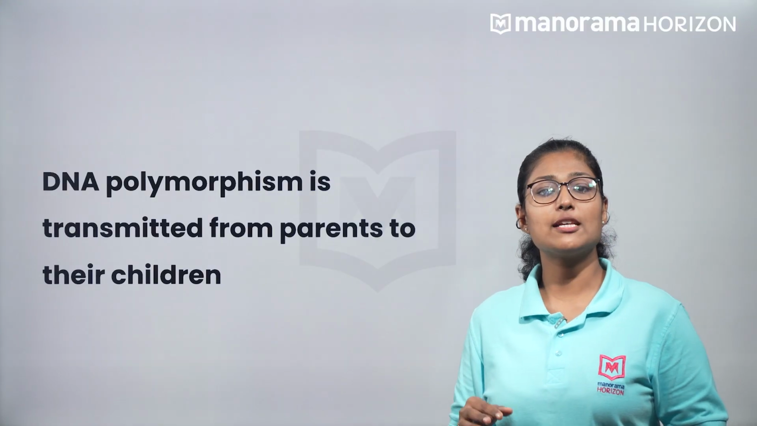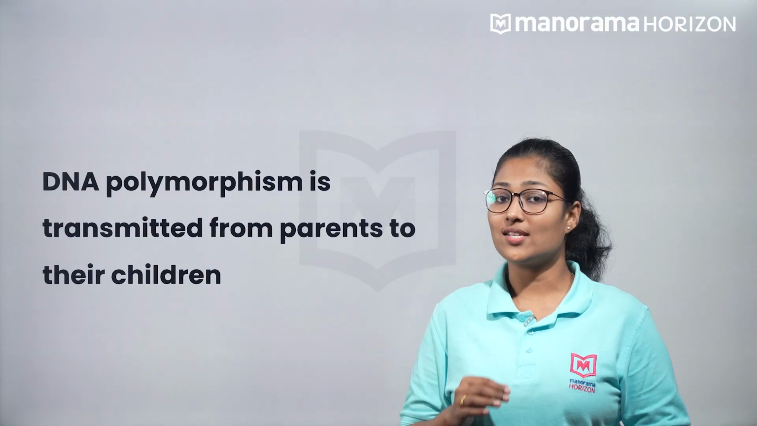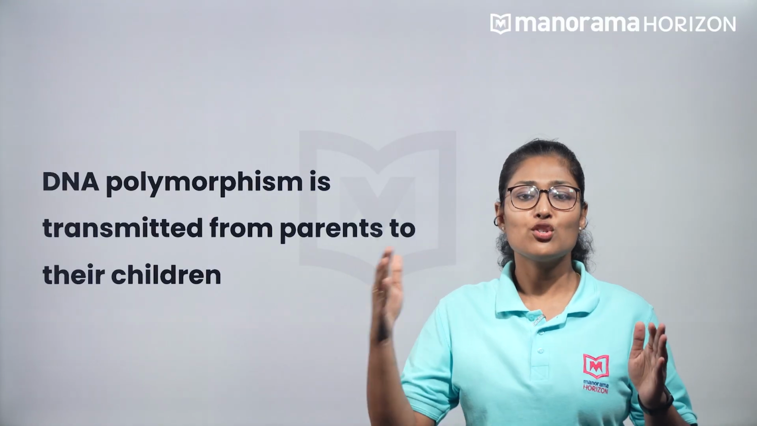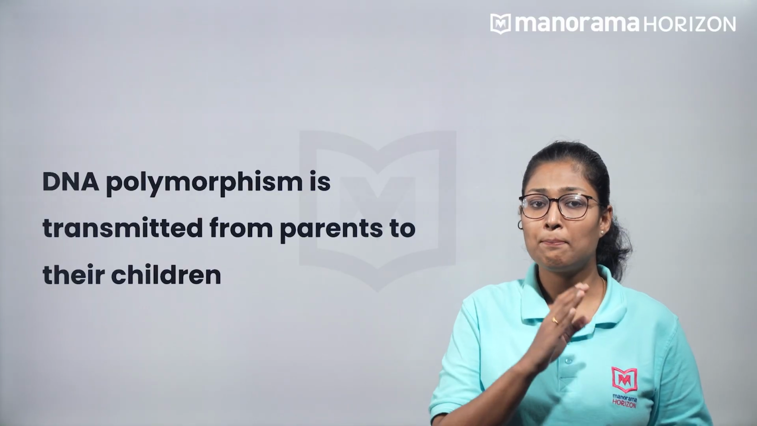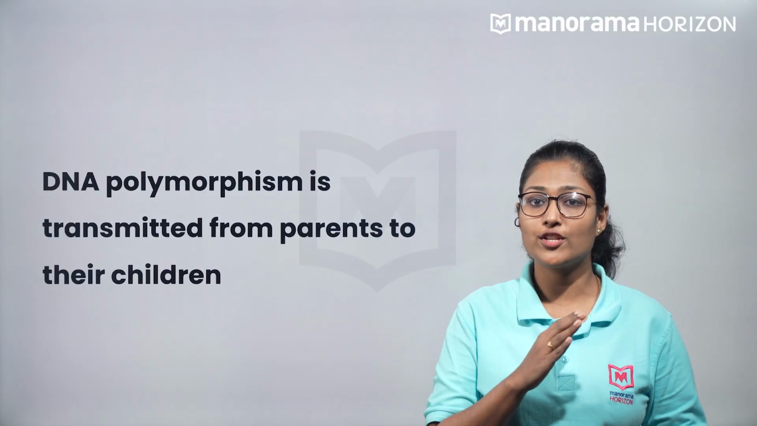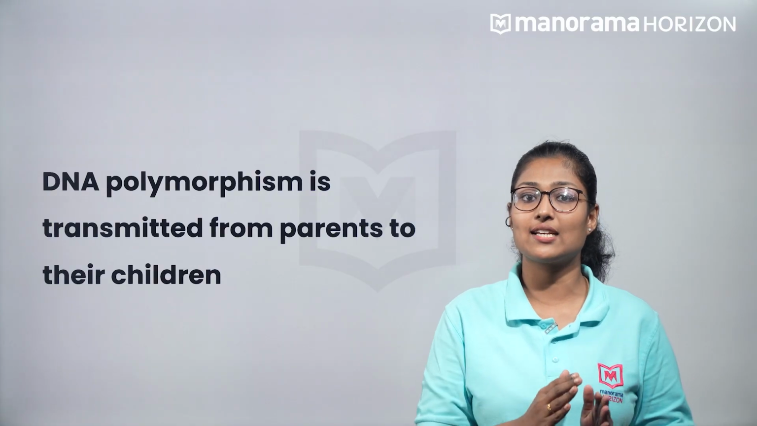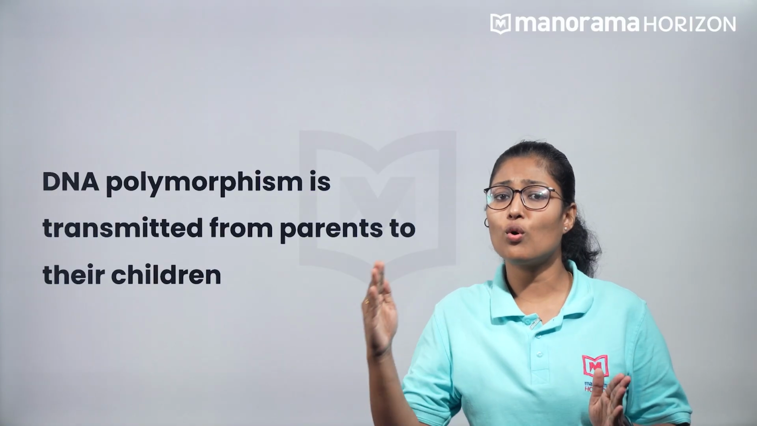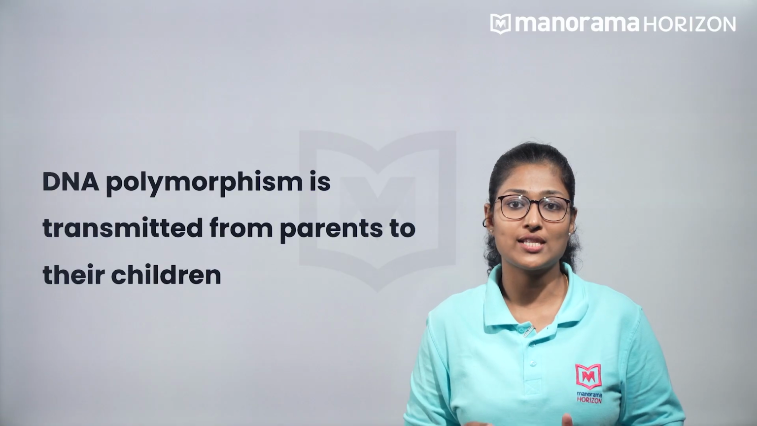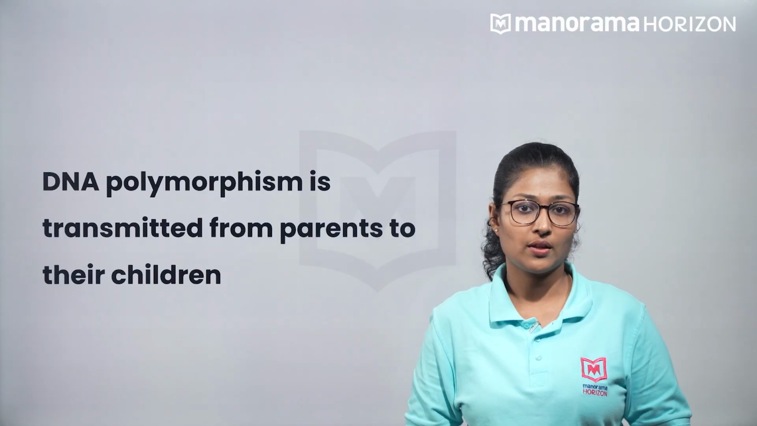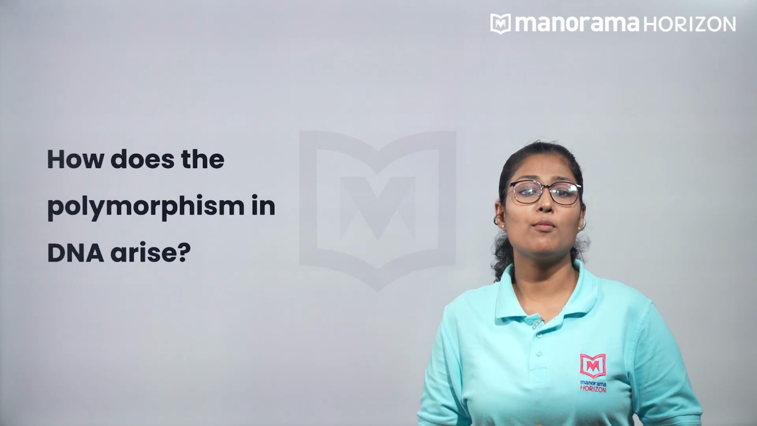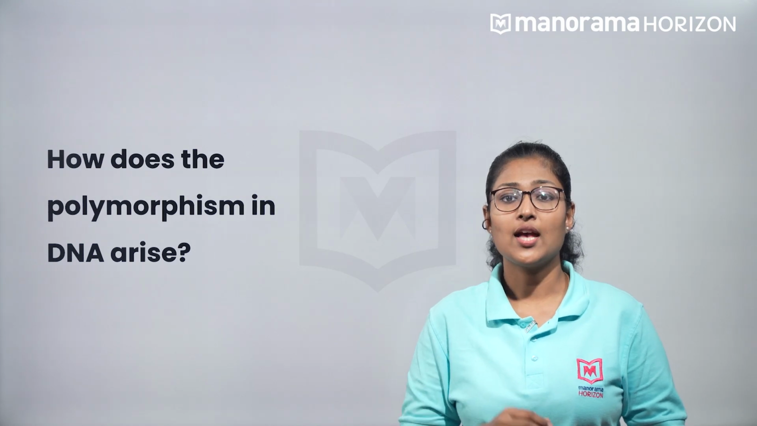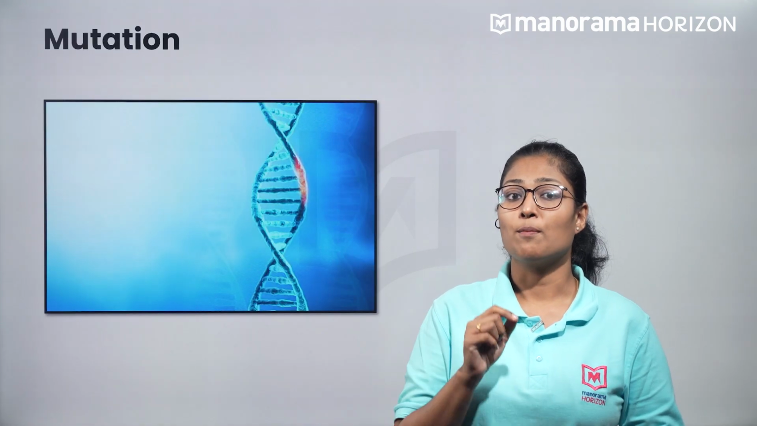The polymorphism in these DNA sequences is transmitted from parents to their children. This means that if a parent has a particular microsatellite of a specific length at a site in the genome, the child would also have the same microsatellite of the same length. I have a doubt here. How does this polymorphism in DNA arise? And the answer is mutation.